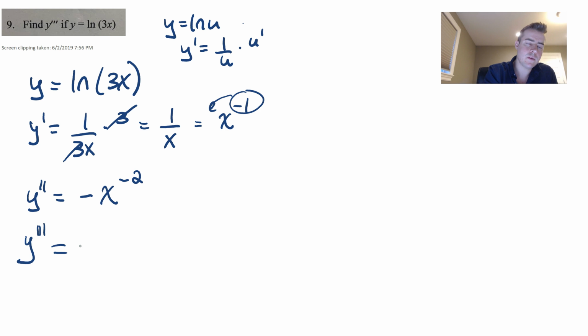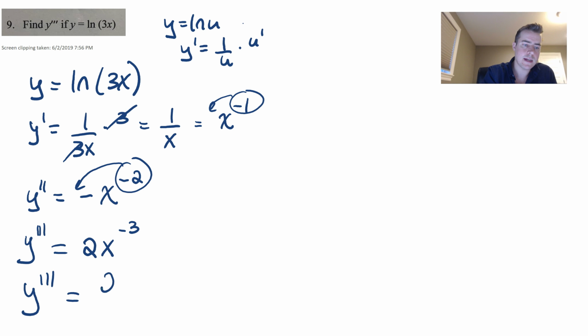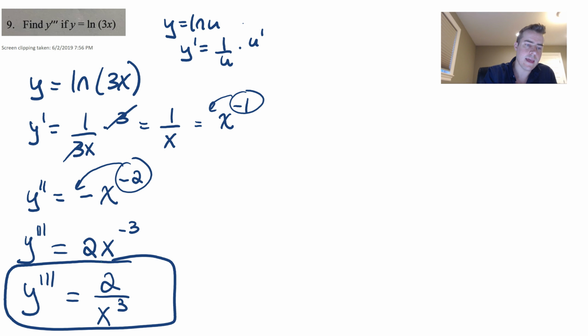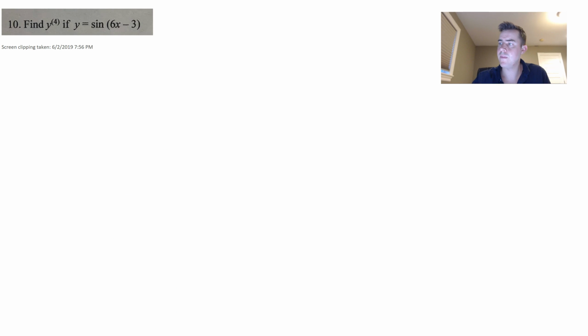And then the third derivative, again, bring that negative 2 down in front. So negative 2 times a negative 1 is a positive 2, x, and then you subtract 1 from the exponent, so negative 2 becomes negative 3. And then I would just rewrite that with positive exponents. So that's 2 over x to the third, and that would be my derivative there.